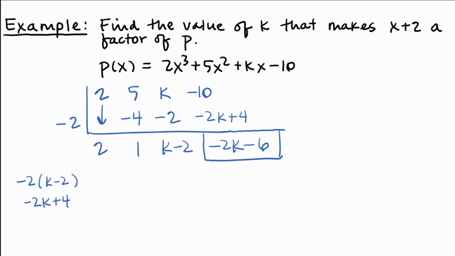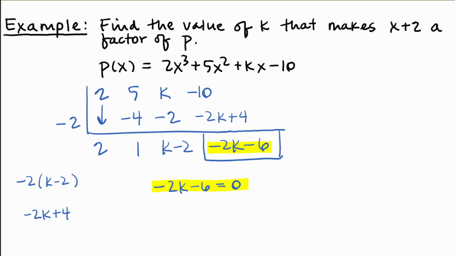Okay, and if x plus 2 is going to be a factor of polynomial p, then if I divided p by x plus 2, I'd have to get a remainder of 0, or the factor theorem says that I would need p of negative 2 to equal 0. Either way, that means that this thing in the box, this negative 2k minus 6, needs to equal 0. Okay, and then this is the type of equation that we're going to be able to solve.